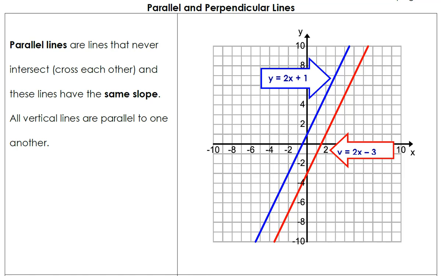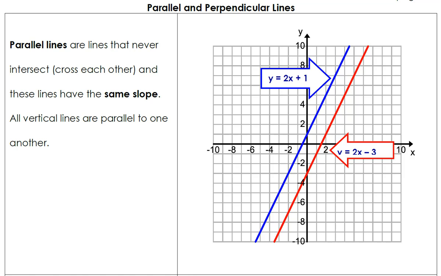But let's look at parallel lines. What are they? So you have it visually, where you have two lines that never intersect, meaning that they never cross each other, and these lines have the same slope. So look at the diagram. We have an equation of y is equal to 2x plus 1, that's in blue, y is equal to 2x minus 3 in red. Notice that the slopes are the same.